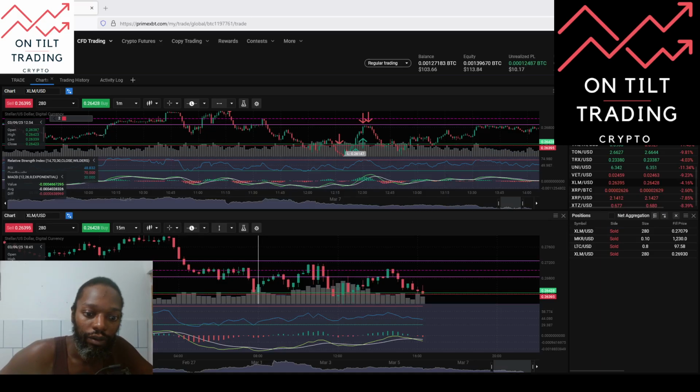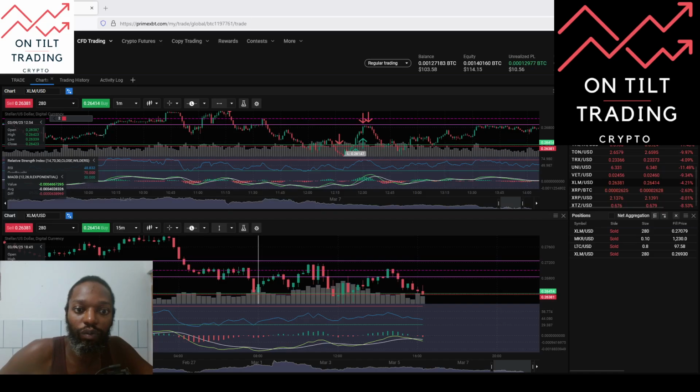Okay, so here we have oversold conditions on RSI. Volume is picking up, you can see the volume picking up here, and here we have separation between the MACD and the average, and we have seller momentum. So this looks really good to take an entry here.